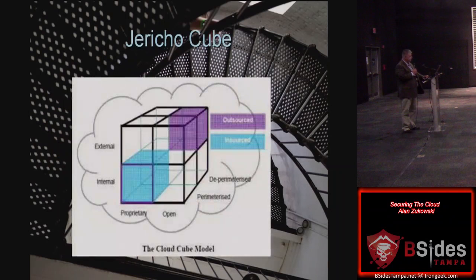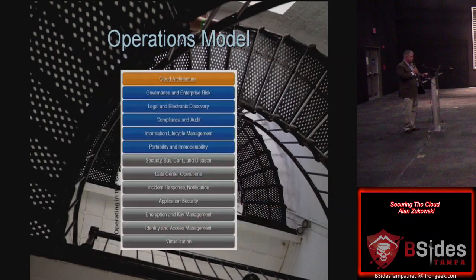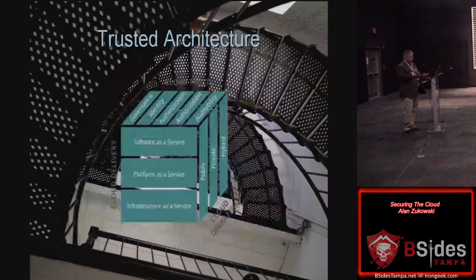And I've thrown in, see, I'm right on time, I've thrown in some miscellaneous models that are out there. These are the Cloud Security Alliance. Some of these are ENISA, which is from Europe. Some of these are NIST. This is the Cloud Cube model, also called the Jericho model. This is the Vendor Risk Assessment model. This is up in NIST. The operations model. This is from the Cloud Security Alliance. Some other models.